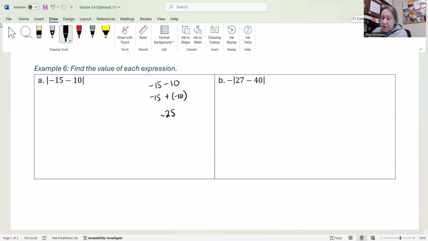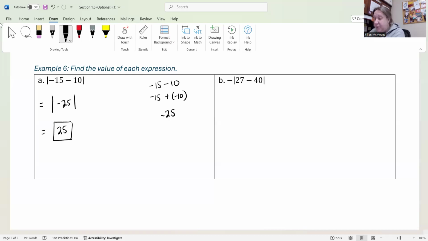So now I'm going to go back to the original problem, and I'm going to say, okay, this is equal to the absolute value of negative 25. And just remember, absolute value is a number's distance from 0. So how far is negative 25 from 0? It is 25 units to the left. So even though it's to the left of 0 and negative, it's still positive 25 units away. So we would say the final answer here is positive 25.